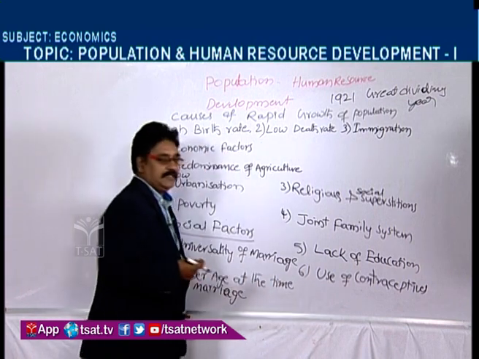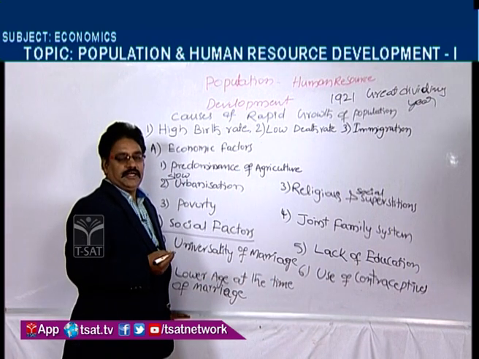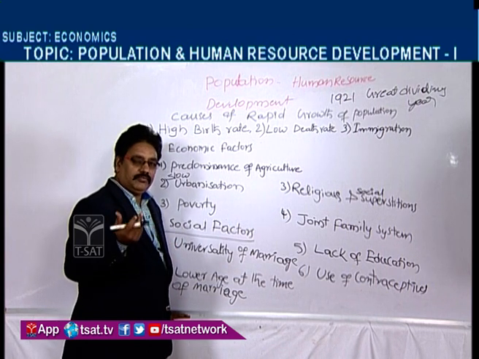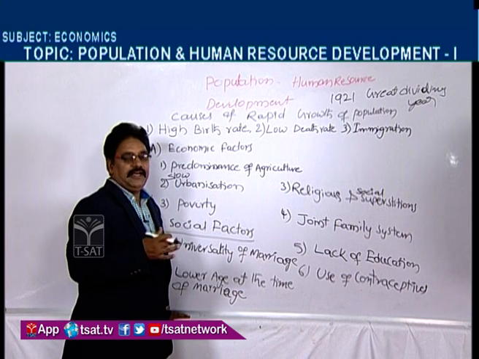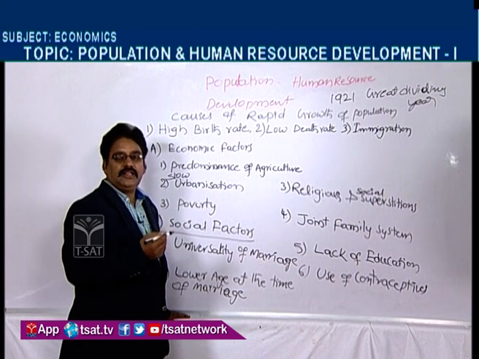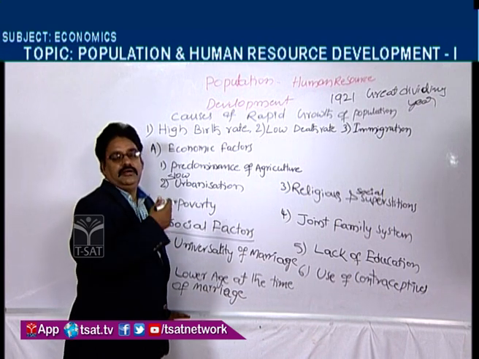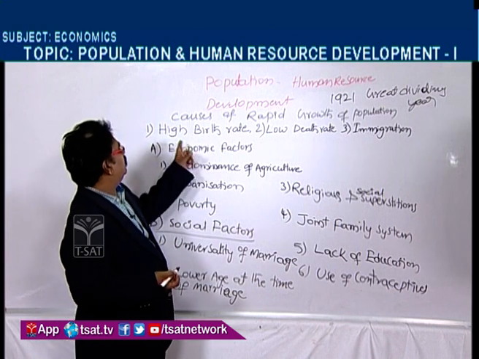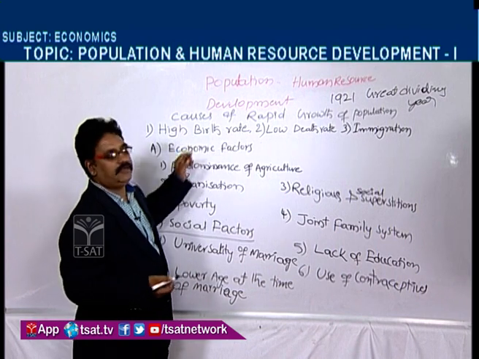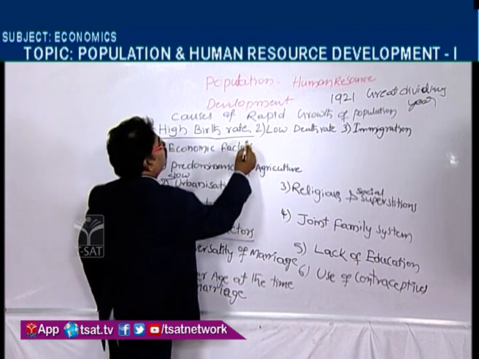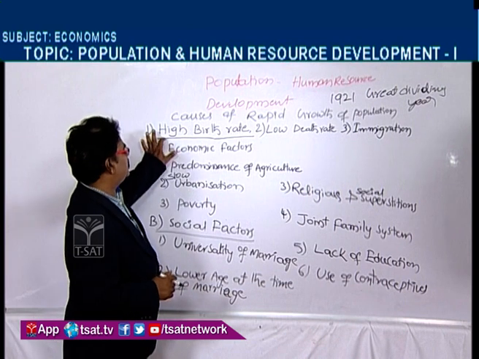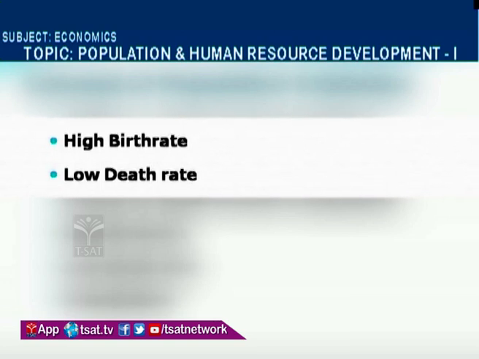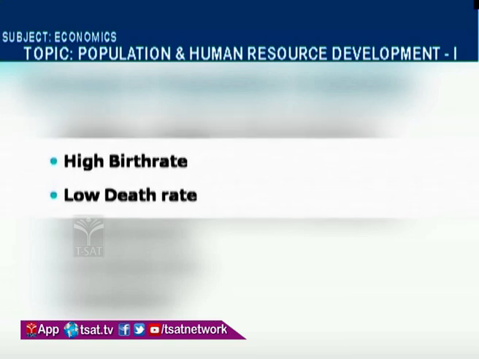And the use of contraceptives: lack of education on how to use contraceptives, lack of medical facilities, and lack of awareness among the people. These are all the reasons behind the high population growth rate, the high birth rate. These are the factors we discussed as reasons for the high birth rate. High birth rate is one of the reasons for the rapid growth of population in India.